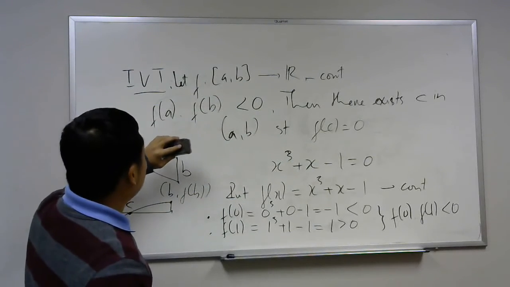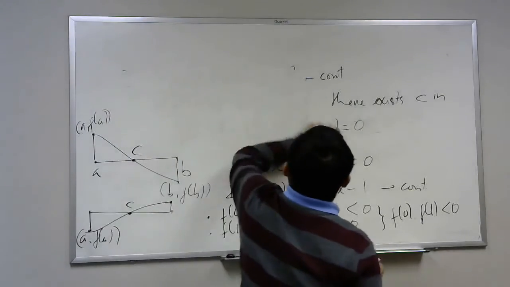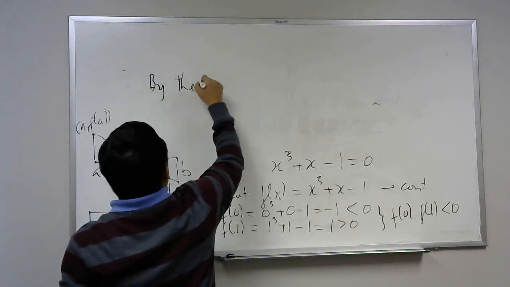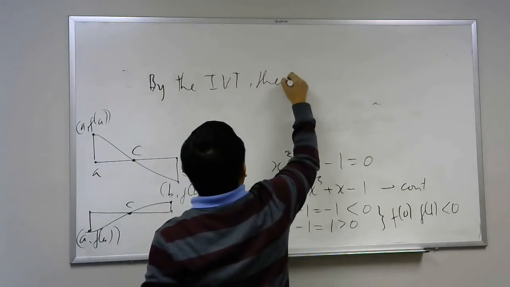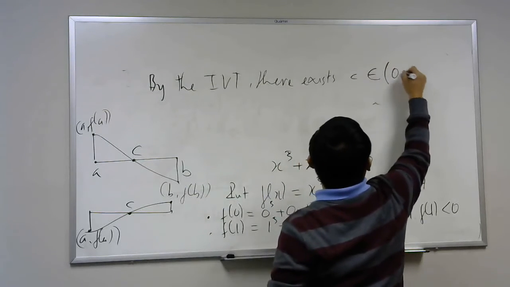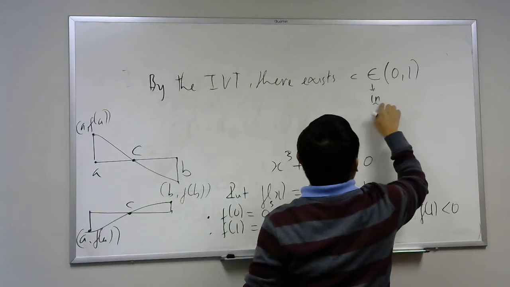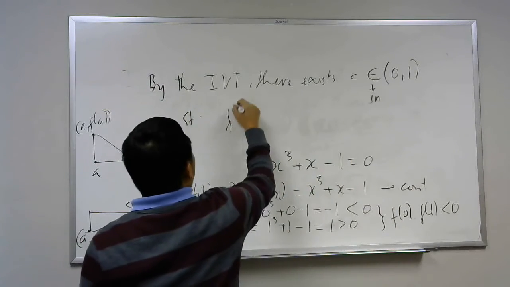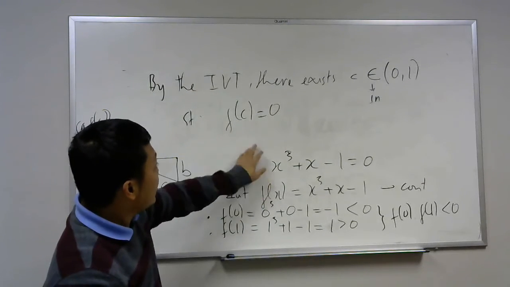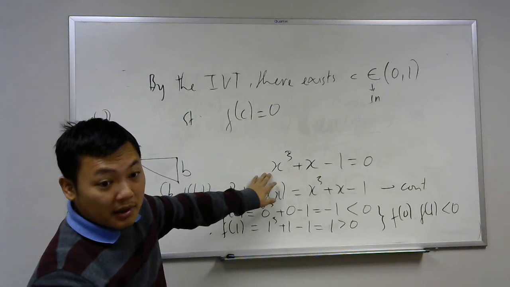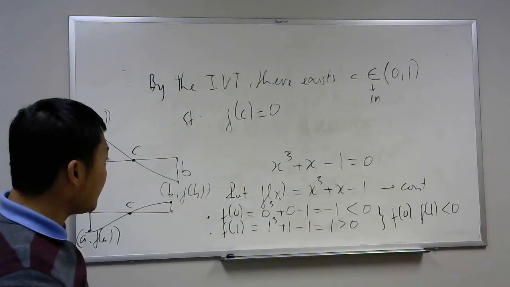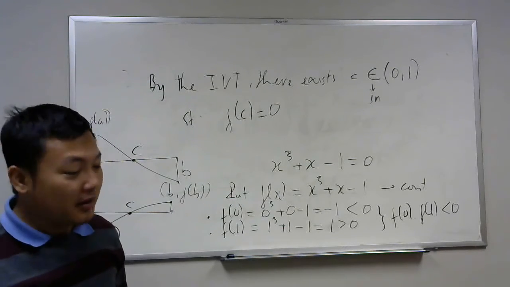So I erase this. We write the conclusion: by the IVT theorem, there exists c in (0, 1) such that f of c equal to 0. But f of c equal to 0 means c is a solution of this equation. That's it. That's how we can prove the existence of a solution. All right. Now let me show you another example.